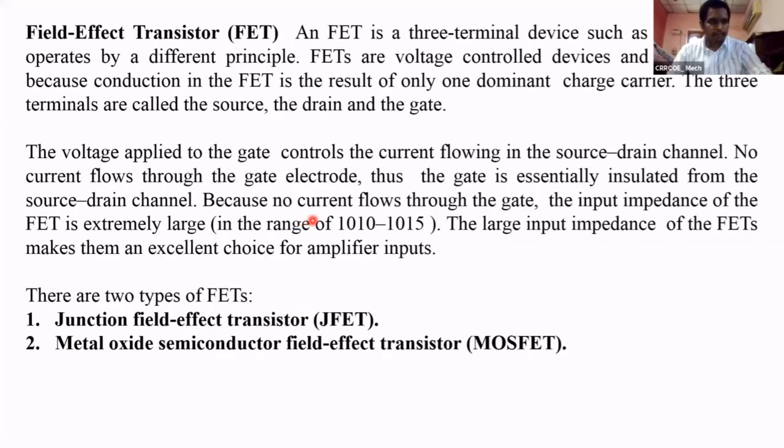This is about BJT, bipolar junction transistor. Bipolar junction means here the flow of current is due to both holes and electrons.